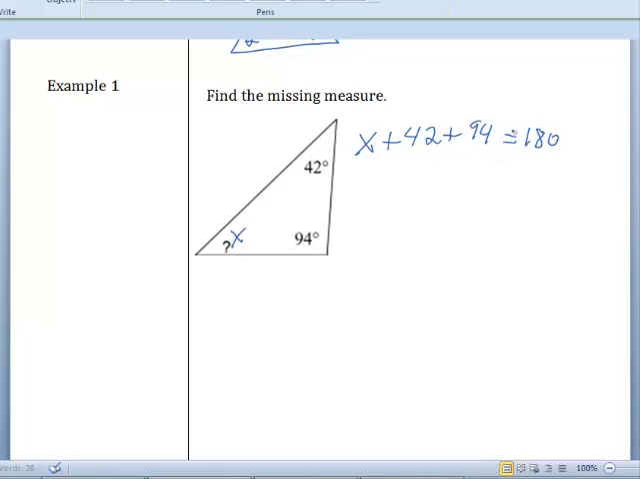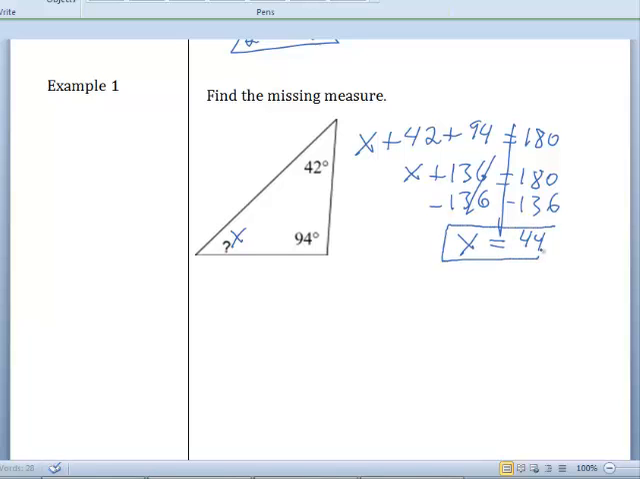Combine like terms, 42 and 94 combines to be 136. So X plus 136 equals 180. Subtract 136 from both sides. Hopefully you're with me by now. So X is equal to 44 degrees. Okay? Simple example of that.